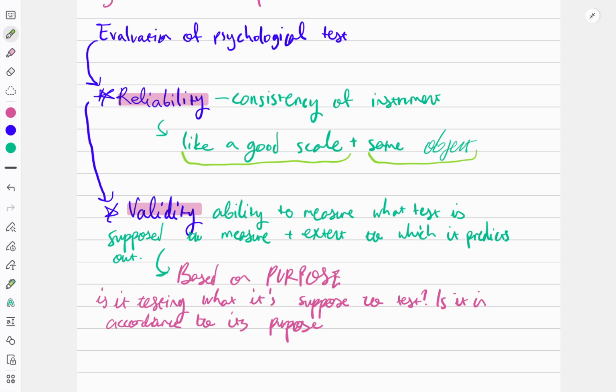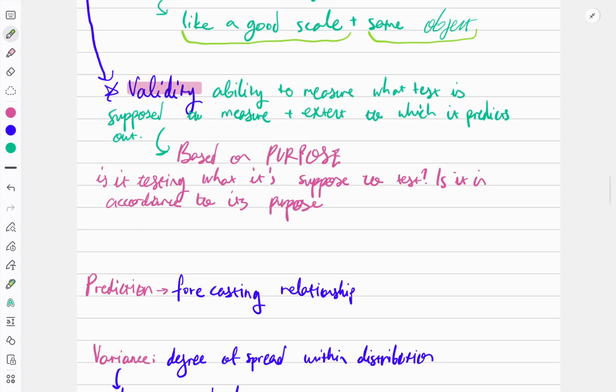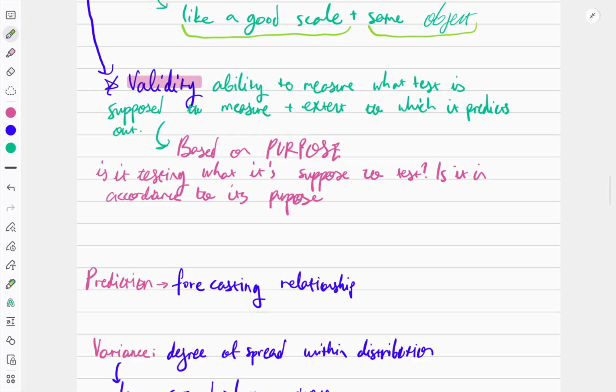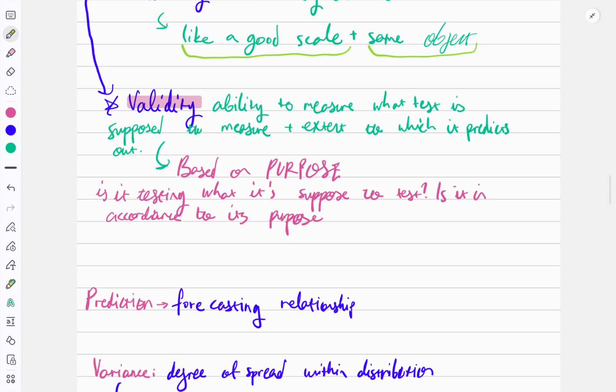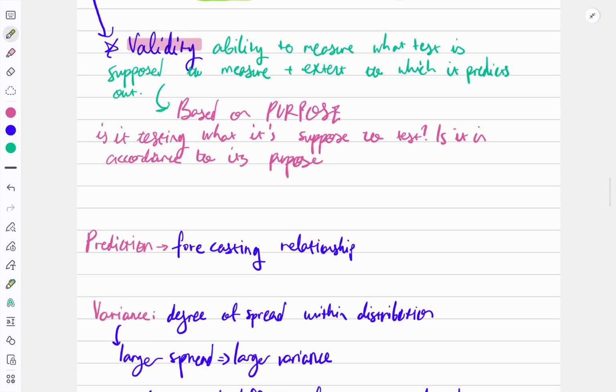We need only the questions that serve the purpose of our study, in this case the cafeteria. I don't know why I'm obsessed with improving the cafeteria. So validity is: is the test based on a purpose? Is it testing what it's supposed to test? So prediction is forecasting a relationship.